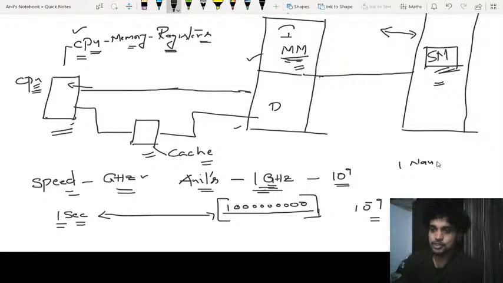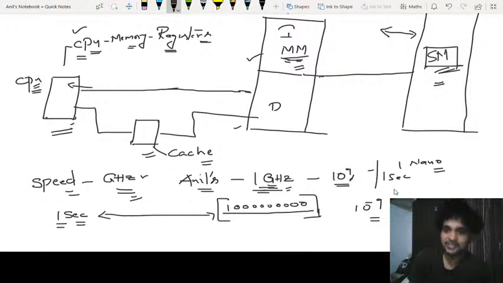If at all the CPU has to perform a task, the minimum time quantum that it requires is 1 nanosecond for a 1 gigahertz processor. So which means that the CPU will be able to perform 10 power 9 tasks in 1 second, right? Did you understand? Exactly, 10 power 9 cycles in a second. So the CPU will be able to perform 10 power 9 tasks. The number of tasks performed by the CPU is 10 power 9 per second.